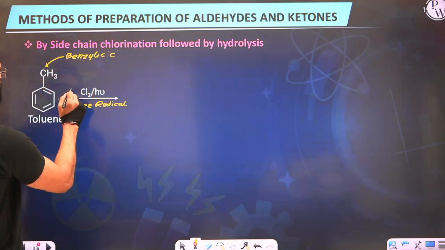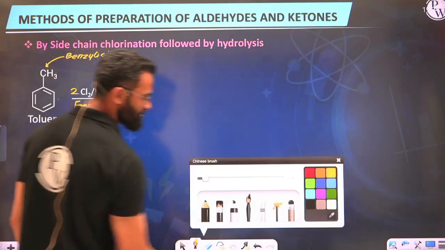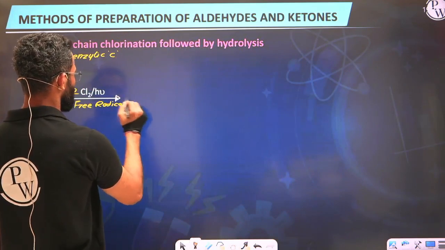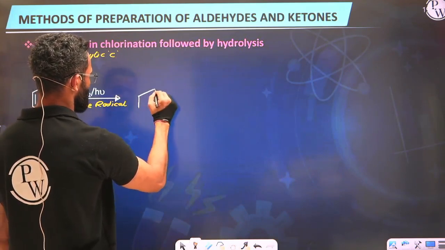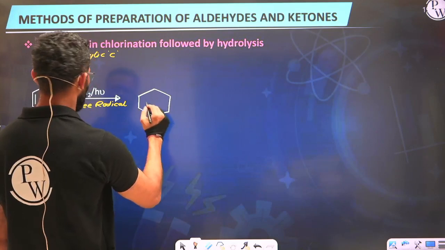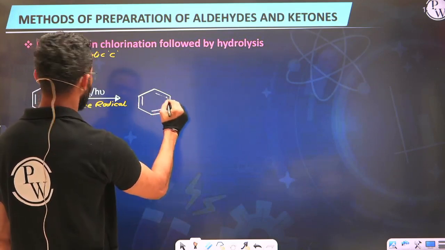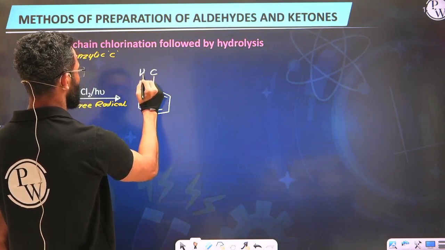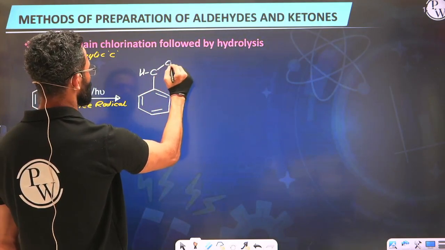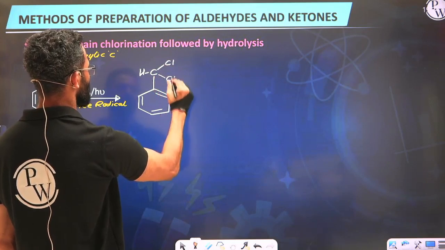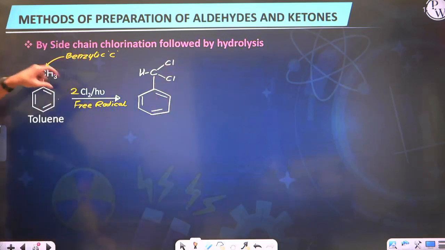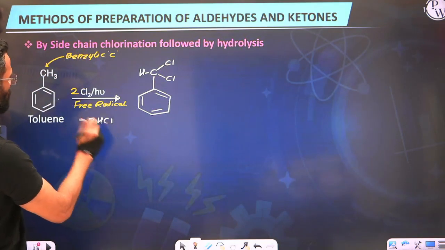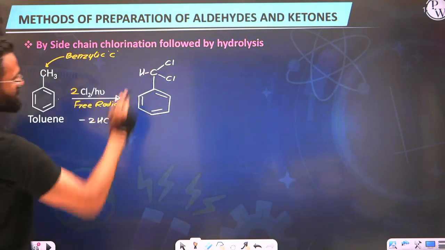So let's say we have got two Cl2 here. Since we are carrying out side chain substitution, we'll be getting pi alternate pi alternate pi, and at this carbon we have one H and two of the H's will be substituted by chlorine. So 2H substituted by 2 chlorine, so I'm writing 2 HCl. So 2 chlorine have been taken out, remaining 2 out of this 4 will be substituted here.